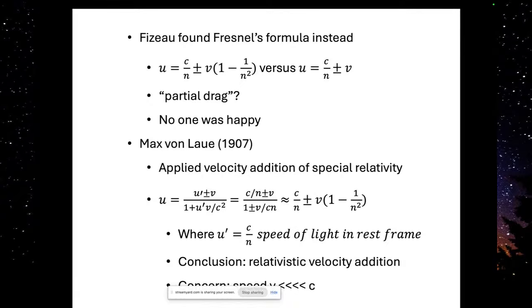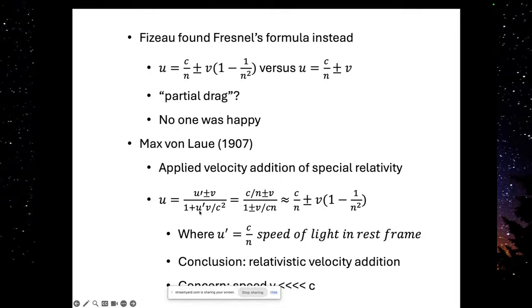And it really just comes from taking the Lorentz transforms and dividing the distance transform by the time transform. And this is what you get. So von Laue said, okay, the speed of light in the rest frame is c over n. In other words, when the medium is at rest, light goes at speed c over n, plus or minus the speed of Fizeau's water, v, divided by 1, plus or minus v.